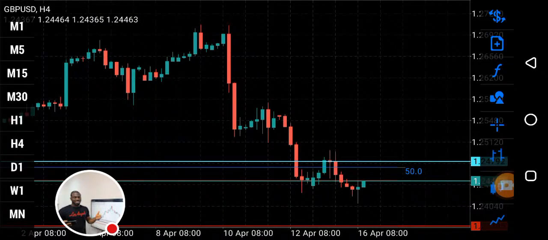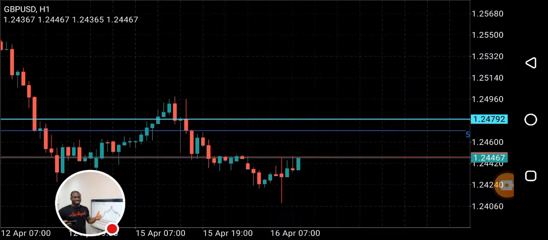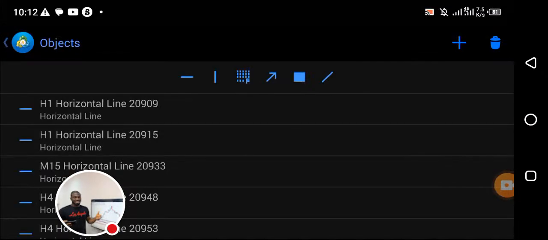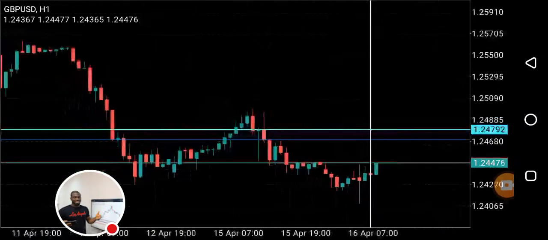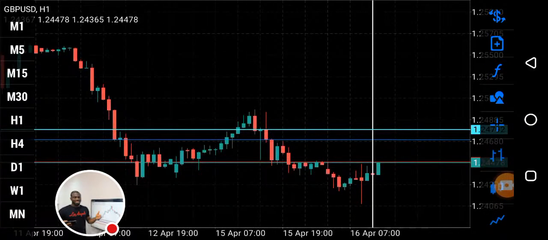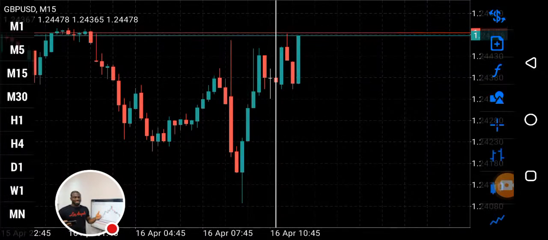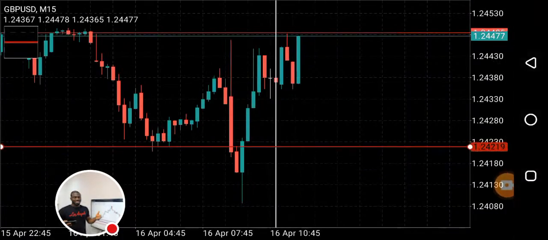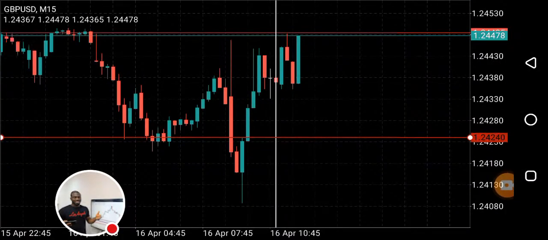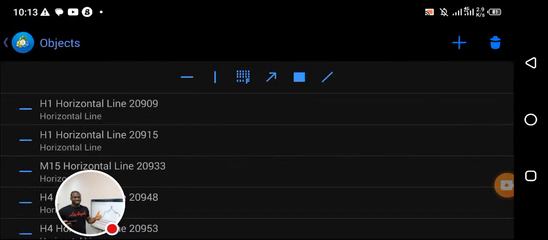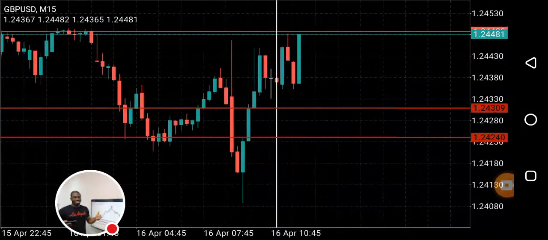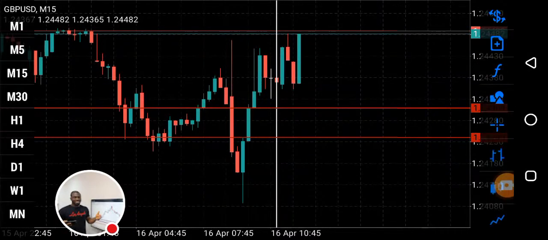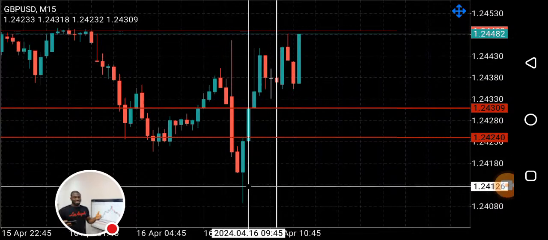Let's just see what's happening on 1 hour. So this is 1 hour. What we need to do is identify a fair value gap. I believe a fair value gap has been created on the 15 minutes or 5 minutes time frame. Let's go to 15 minutes. You can see this fair value gap that was created. It's likely they might want to push price back to fill this fair value gap. If at all you're considering selling, your stop loss must be below the low of this candle.